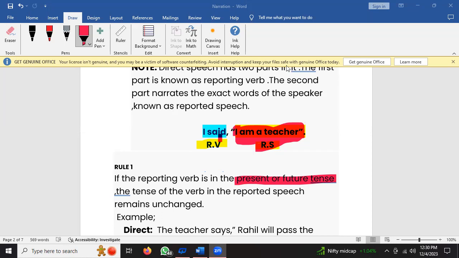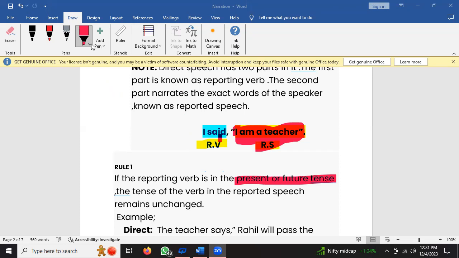So can you repeat the definition of reporting verb? Definition of it, yes, sir. Okay, I'm just repeating once again.